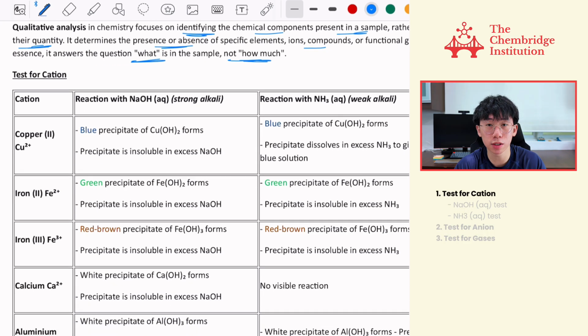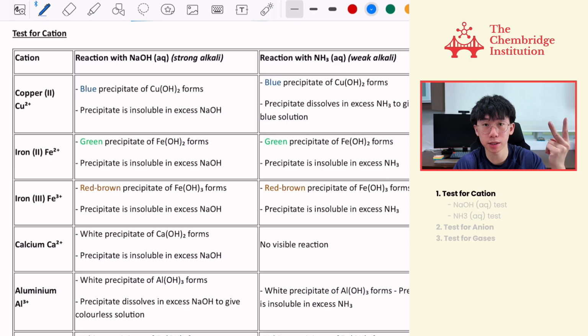For your test for cations, there are two tests that you have to memorize. You can react it with NaOH and you react it with NH3 aqueous. So you have these two reagents that you use to test for a cation. In general, you always want to add a little bit of the reagent first, for example, a little bit of sodium hydroxide first, and then you see if there's a reaction, and then after that you add it in excess to see if there's any further reaction as well.